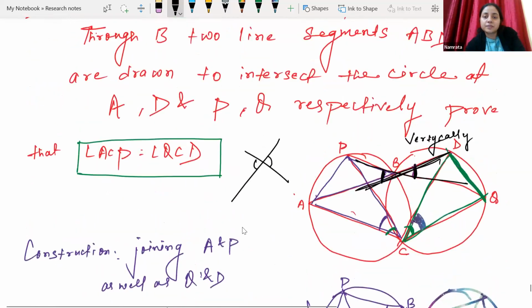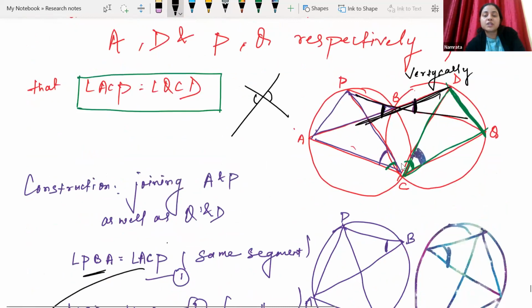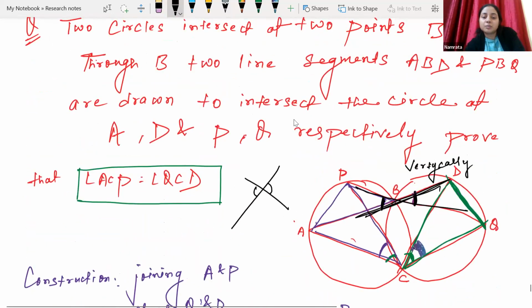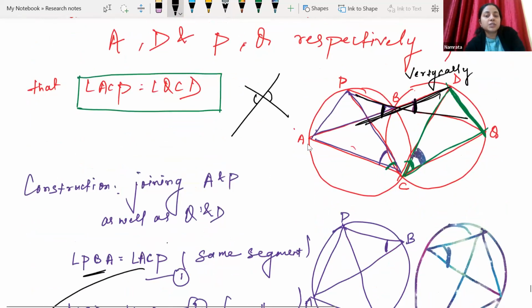Let me summarize the whole thing. This figure was given. If we start thinking about what to do over here, it is a very complicated figure, with so many line segments and lots of points of intersection. But here the approach is very simple. We will join P and A, we will join Q and D, and after just joining P and A, you will observe that you are getting two angles which are in the same segment of the first circle. Both the angles will be equal.